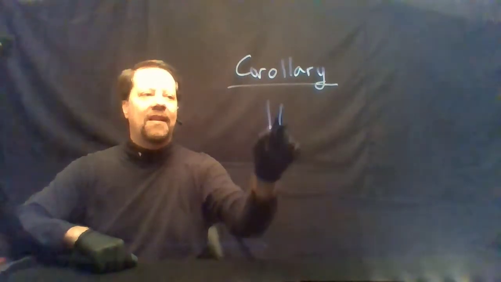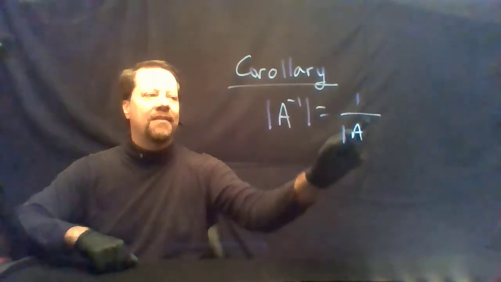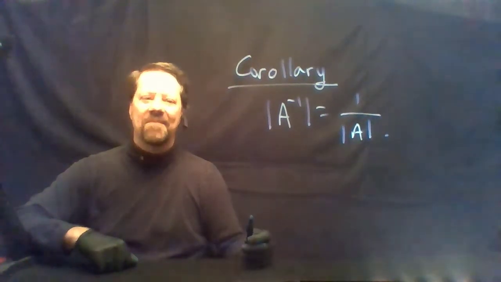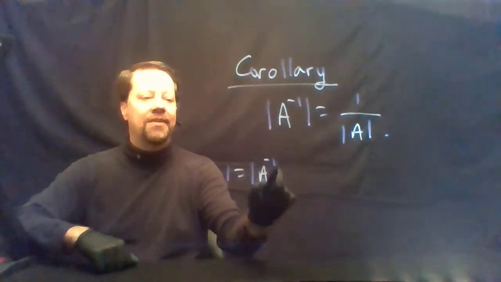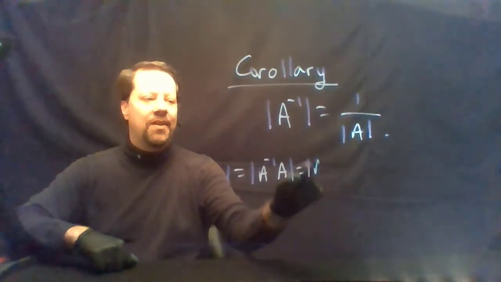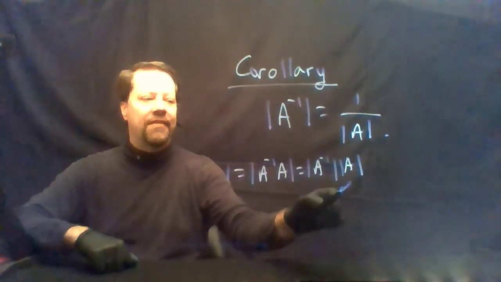As an immediate corollary, we have the following. The determinant of the inverse is 1 over the determinant of the matrix A. That followed because 1 was equal to the determinant of A inverse times A, which was the determinant of A inverse times the determinant of A, and then you just divide.